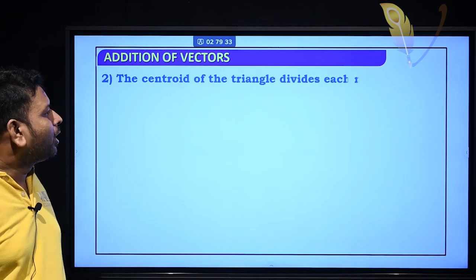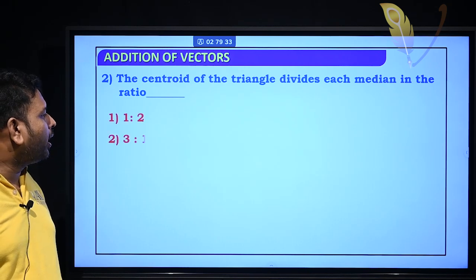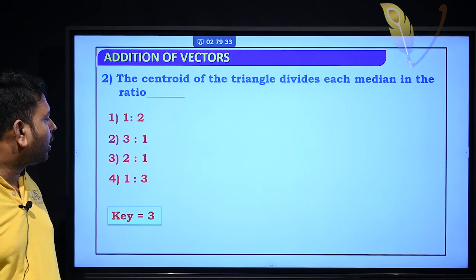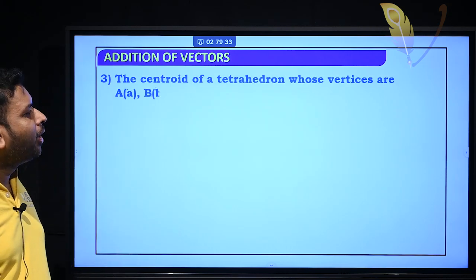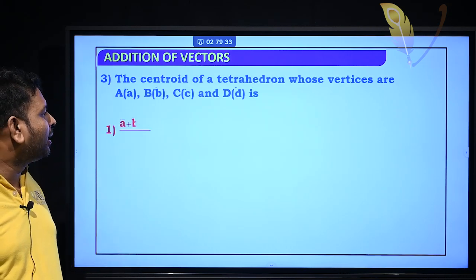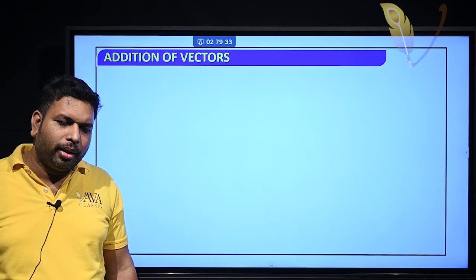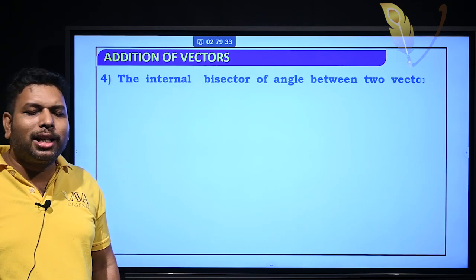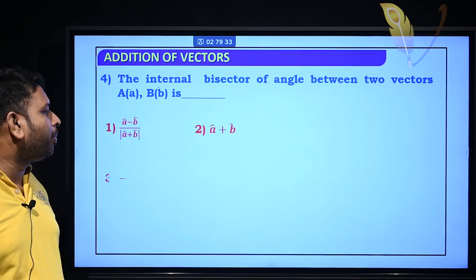Question number 2. The centroid of a triangle divides each median in the ratio: 1:2, 3:1, 2:1, 1:3. Third option, 2:1. The centroid of a tetrahedron whose vertices are A, B, C and D is, what is the centroid of a tetrahedron? It is (A plus B plus C plus D) by 4. The centroid of a triangle is (A plus B plus C) by 3. The internal bisector of the angle between two vectors A and B is (A plus B) by the magnitude of (A plus B).